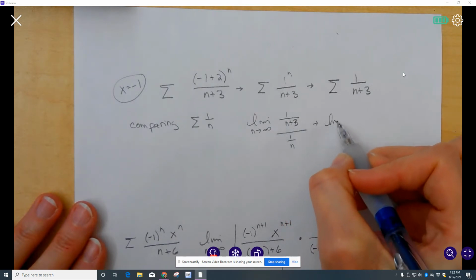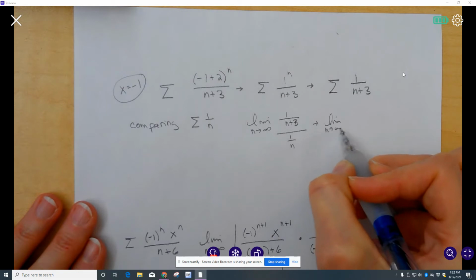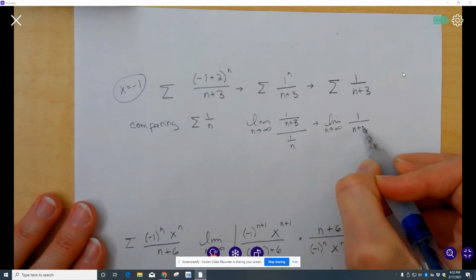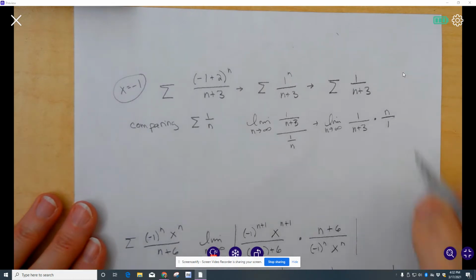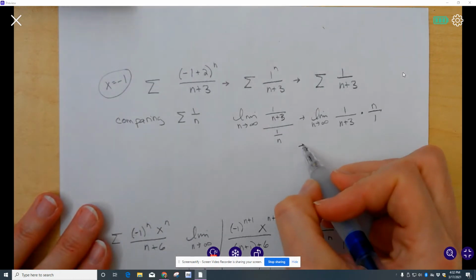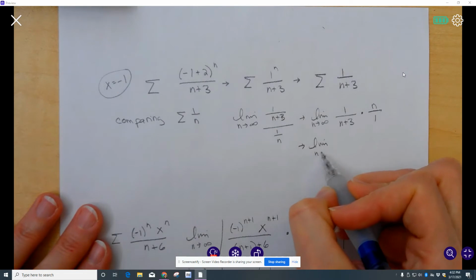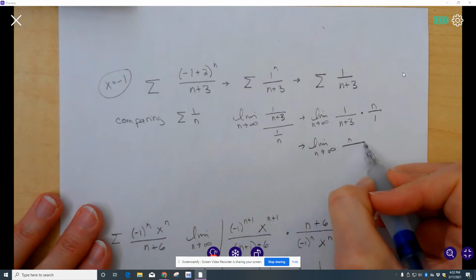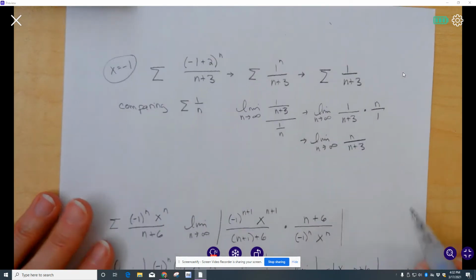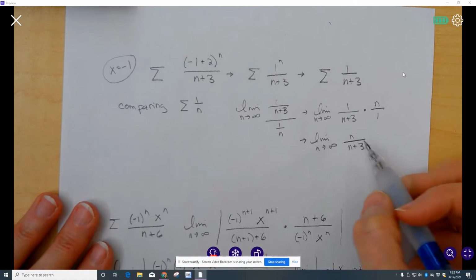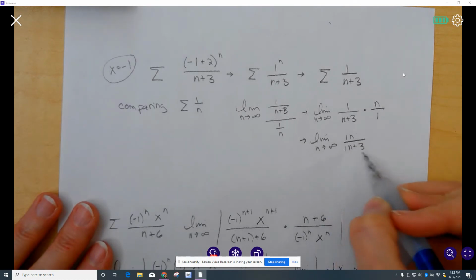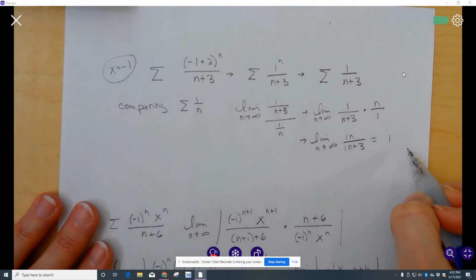So then remember, dividing fractions is the same as multiplying by the reciprocal. So this is going to become n over 1. And then if I simplify that, I end up with n over n plus 3. And so if I'm going to infinity, these have the same power, power of 1, power of 1. So what I approach are the coefficients. So this limit equals 1.